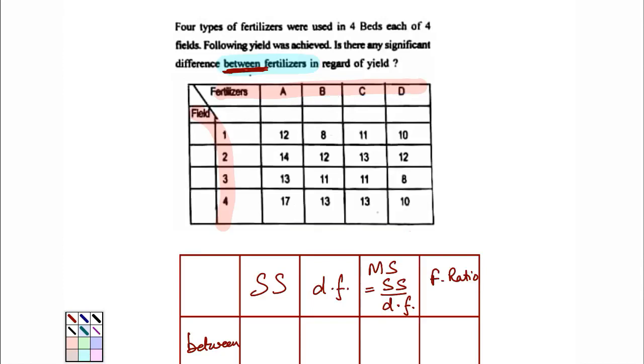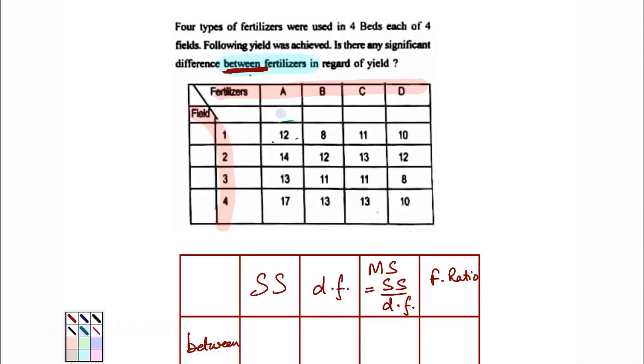Now if we read the question, we see 4 types of fertilizers were used in 4 beds each of 4 fields. 4 beds in each of 4 fields. These are your 4 beds in the first field, these are your 4 beds in the second field, these are 4 beds in the third field, these are 4 beds in the fourth field. So each field was divided into 4 beds and each bed had different fertilizers used on it.